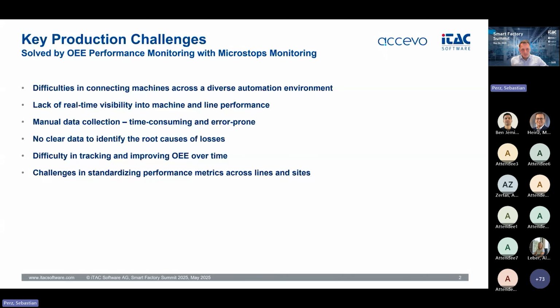The next one is no clear data to identify the root causes of losses. It's difficult to check where we lost our efficiency if we have the data only after a few hours or on the next days. So this is the challenge. The next one is difficulty in tracking and improving OEE over time. And the last but not the least is standardizing performance metrics across lines and sites. These are the challenges our customers give us, and now I will try to explain how we solve them.